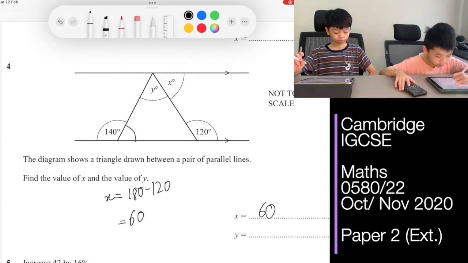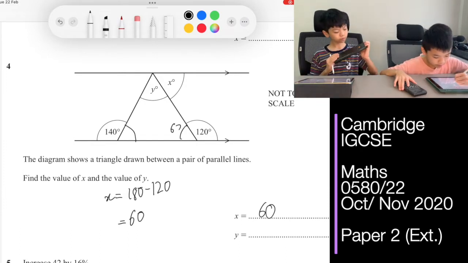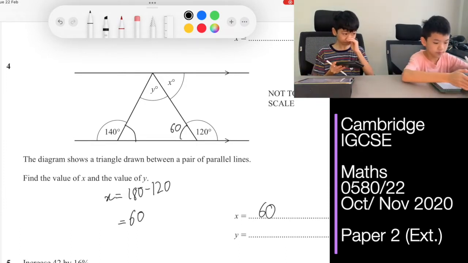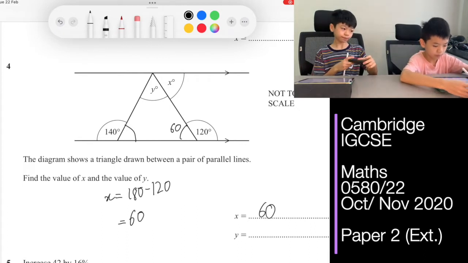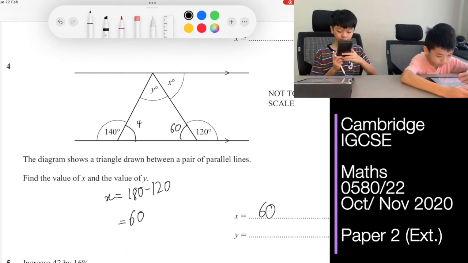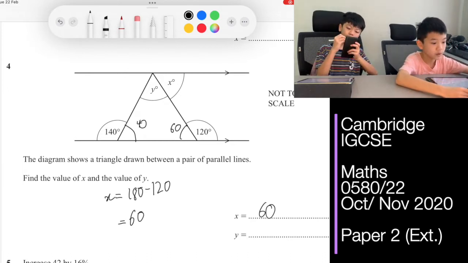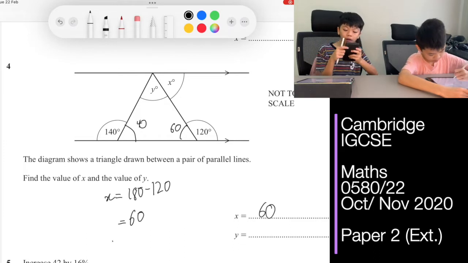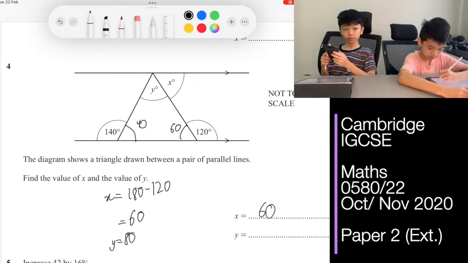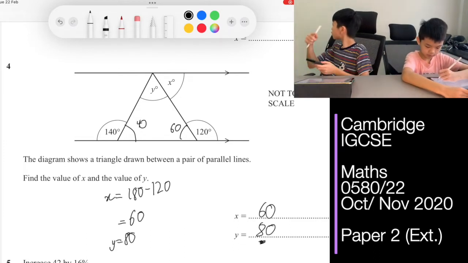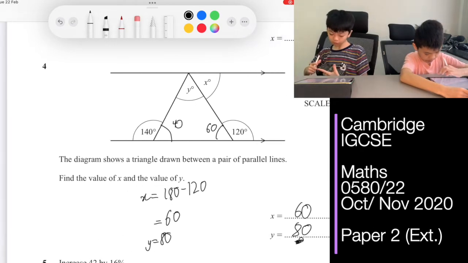We get this and this. So here is 60. Here is 40. So that means y is 180 minus 40 minus 60, which is 80. Okay.